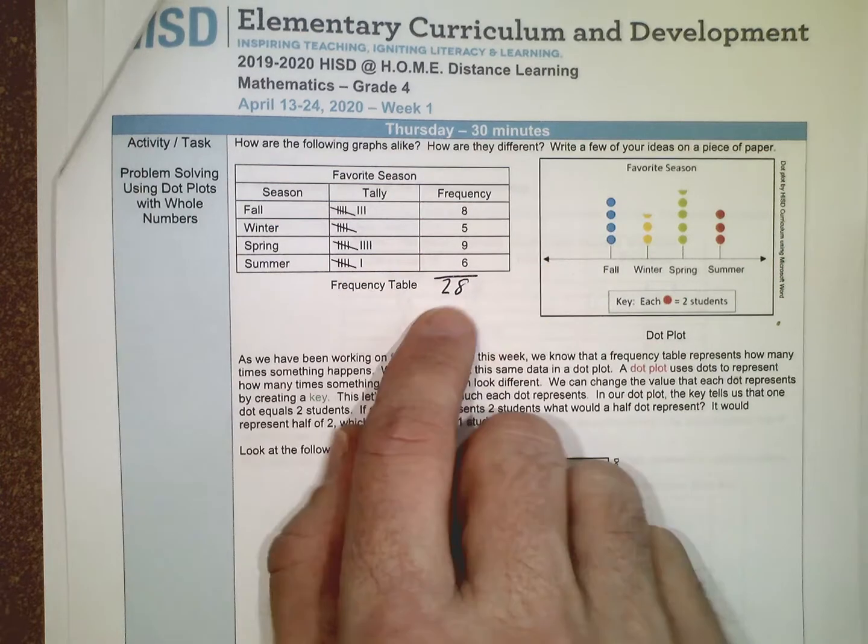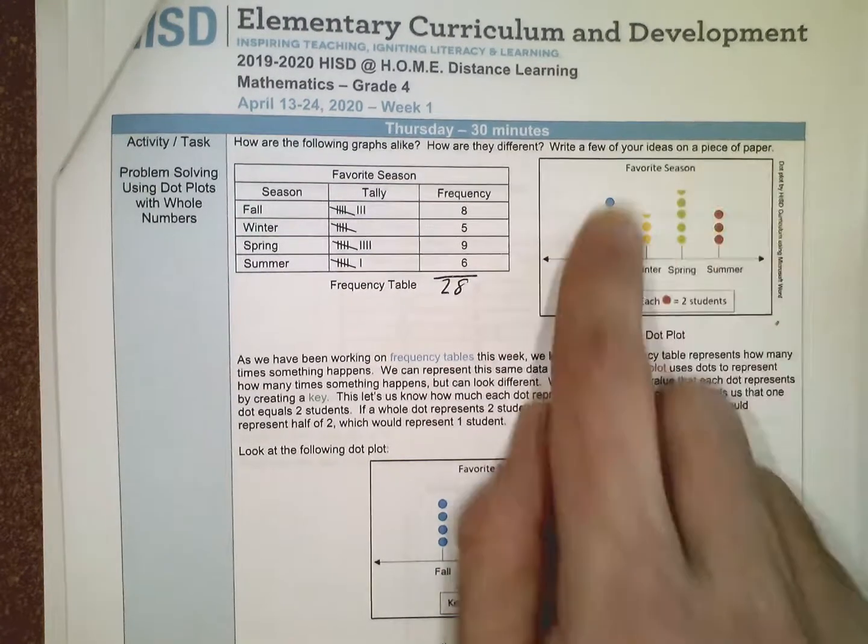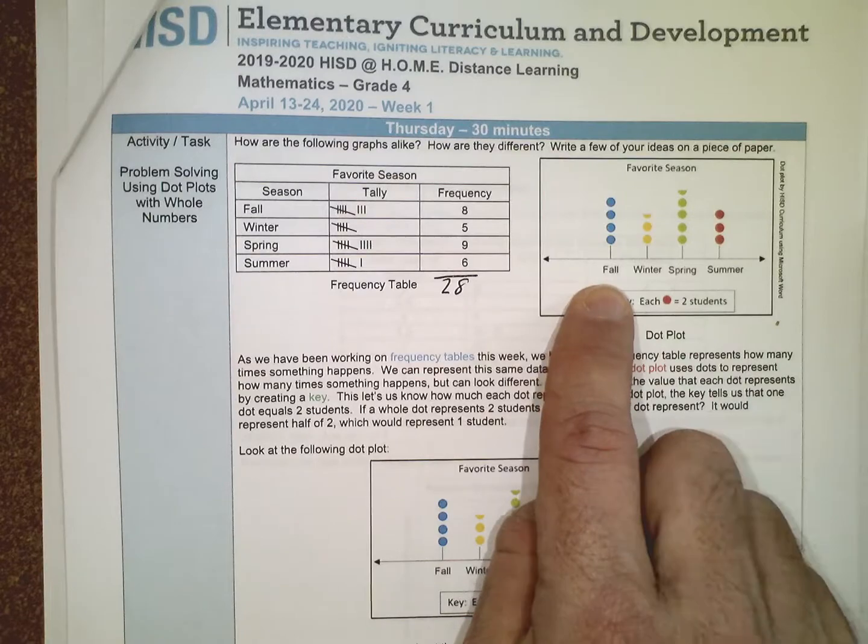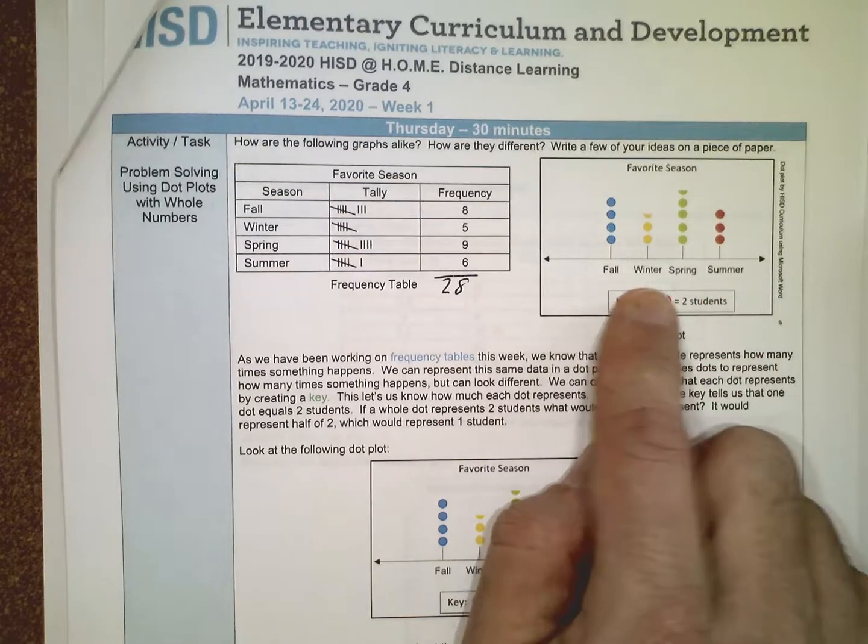Now, this same information has now been presented on a dot plot. But instead of numbers or values along the dot plot, we have the 4 seasons.